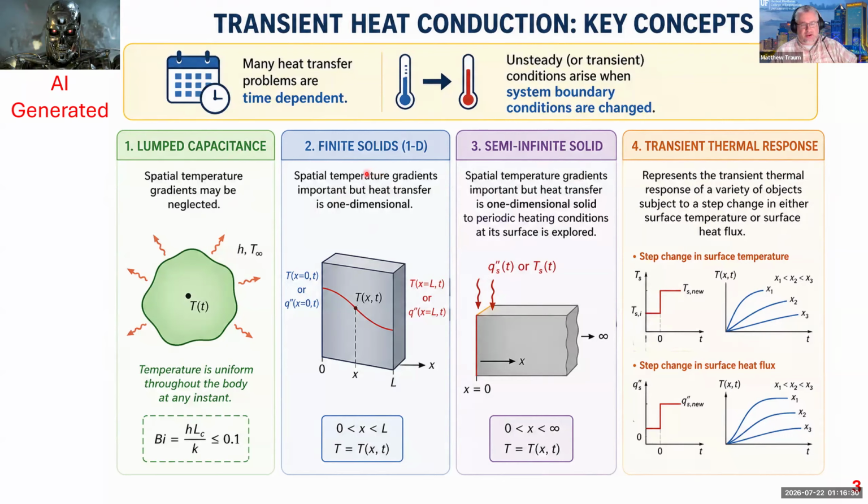Then there's these other things. So finite solids. This is a situation where you have to deal with both a spatial temperature gradient, so different directions have different temperatures depending on where you go in the object, and a change in time. It's more complicated because you're dealing with both a temperature field and the fact that the temperature field is changing with time. So we'll do that next time.